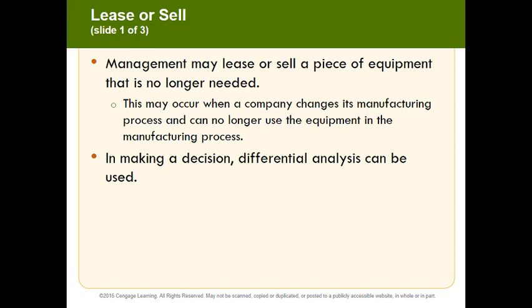There's lease or sell. This is when you have a piece of equipment that's really no longer needed. This happens often when companies change their manufacturing process or they start creating a different product and they just can't use this certain piece of equipment in this manufacturing process. To make the decision, they would do a differential analysis. As we go through these, we'll actually show a differential analysis for each.